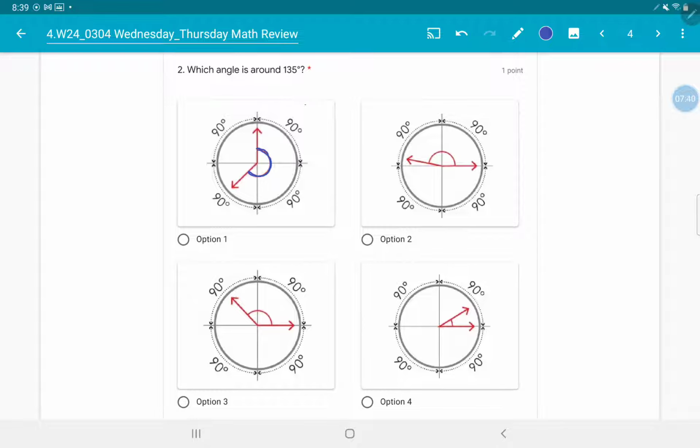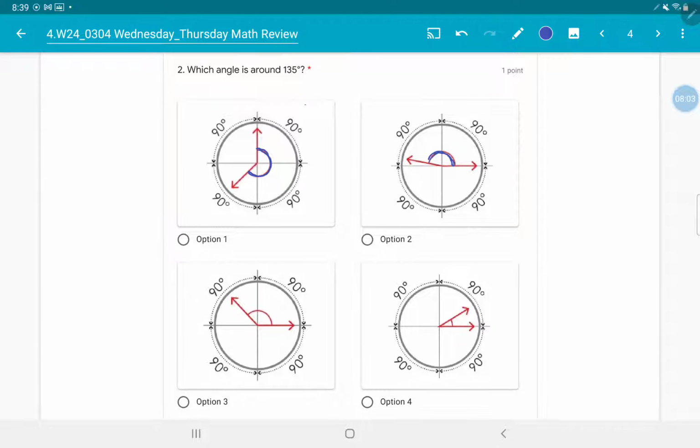Okay, so if I come over here to option 2, remember I'm looking again at the arc to see which part I'm measuring. I know this much is 90 degrees. And then I have almost another 90 degrees, so almost 180. Is that about 135? No. That's a little too much again.